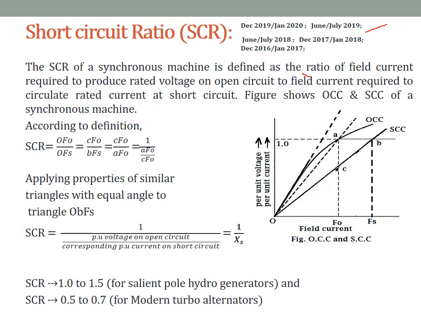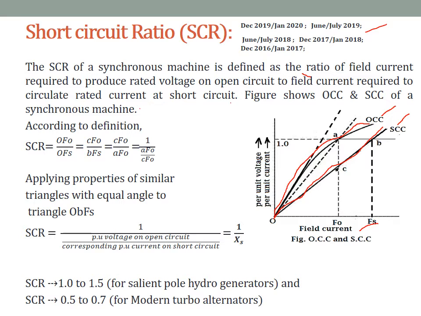Figure shows OCC and SCC of a synchronous machine. OCC, this is the OCC characteristics. OCC means open circuit characteristics. This is SCC. SCC means short circuit characteristics. Here the horizontal axis represents field current. In the vertical axis, it represents per unit voltage and per unit current. This is the OCC, and this is the SCC.